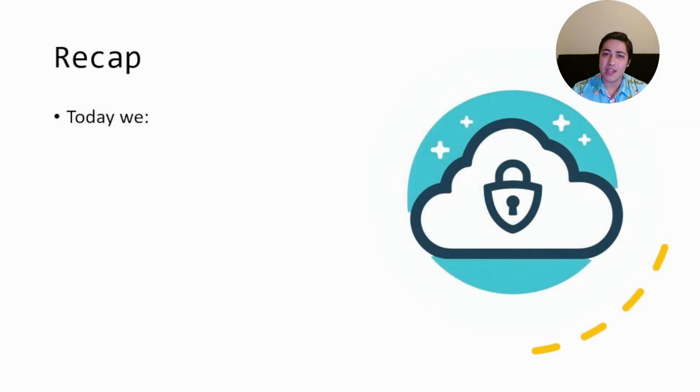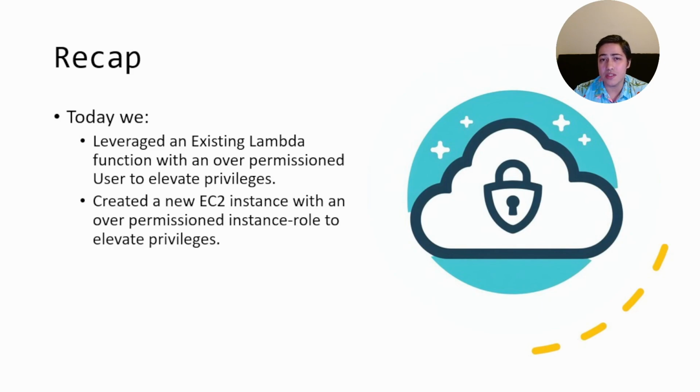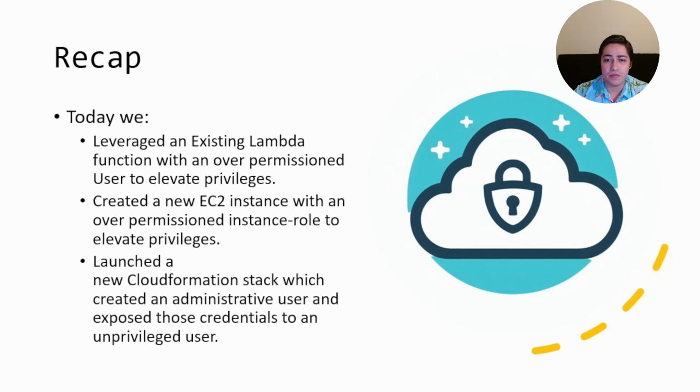Okay, let's recap what we did today. Today we updated an existing Lambda function to give our user administrative access. We created an EC2 instance that had an administrative role, and using those temporary credentials, used that role to give our user administrative privileges. And we also launched a CloudFormation stack that gave us an administrative user.